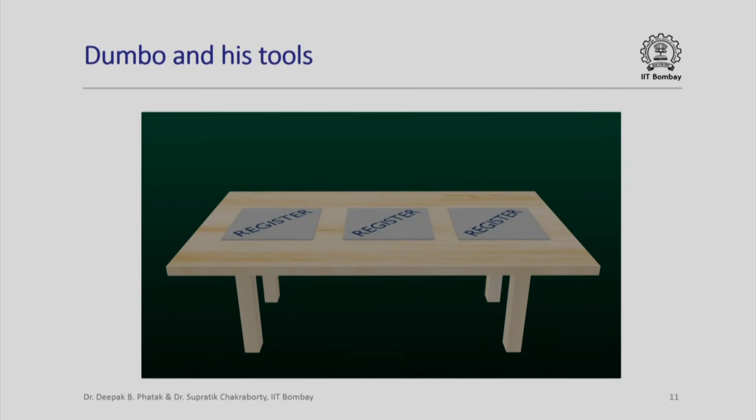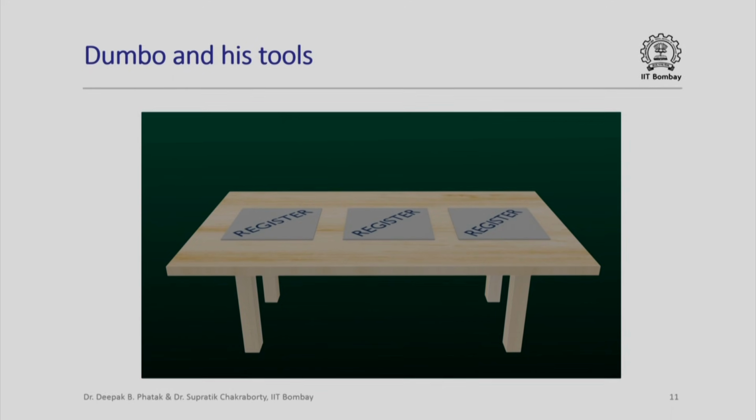Here is a workbench that Mr. Dumbo has, much like your scratch pad. You will notice register, register, register. These are not actually registers in the conventional sense. These are like small pieces of paper on which Dumbo can write values, and Dumbo can do calculations using this workbench. So this is more like the arithmetic or numerical capability of Mr. Dumbo.